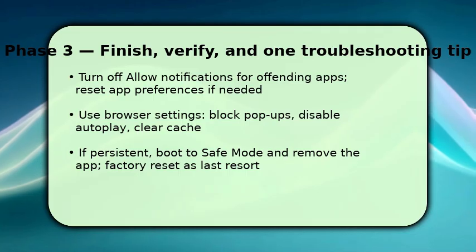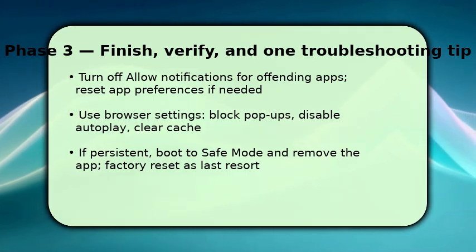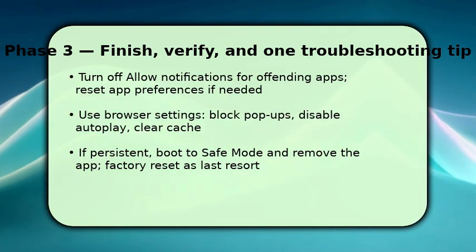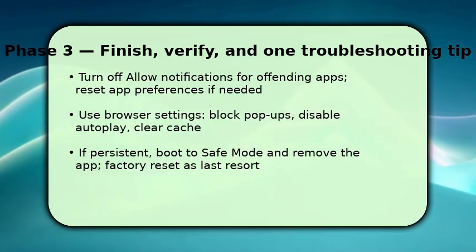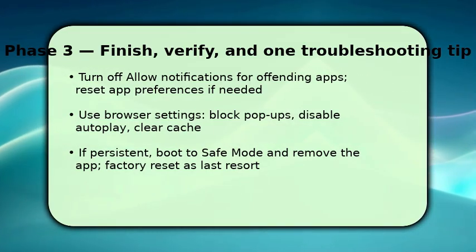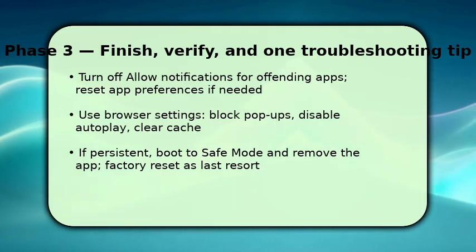If ads persist, boot into safe mode to isolate removable third-party apps. Uninstall the culprit there. As a last resort, backup data and perform a factory reset. But before that, try safe mode and antivirus scans, because they often fix the problem without wiping your phone.